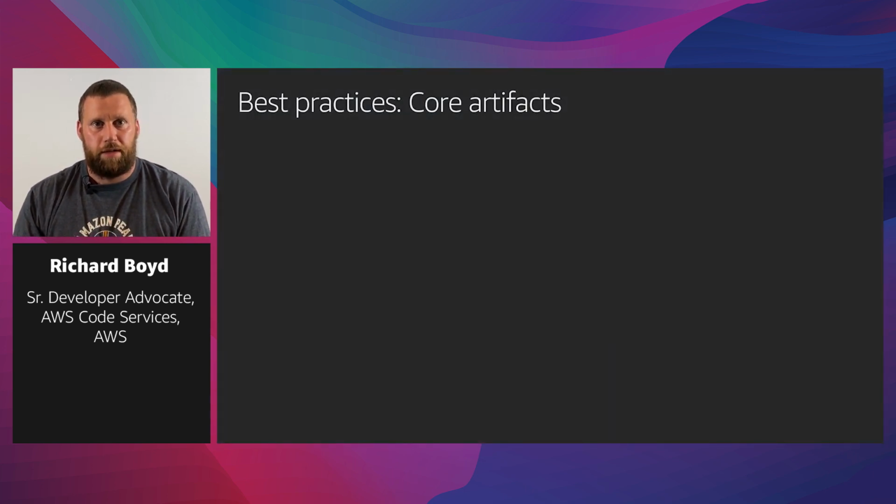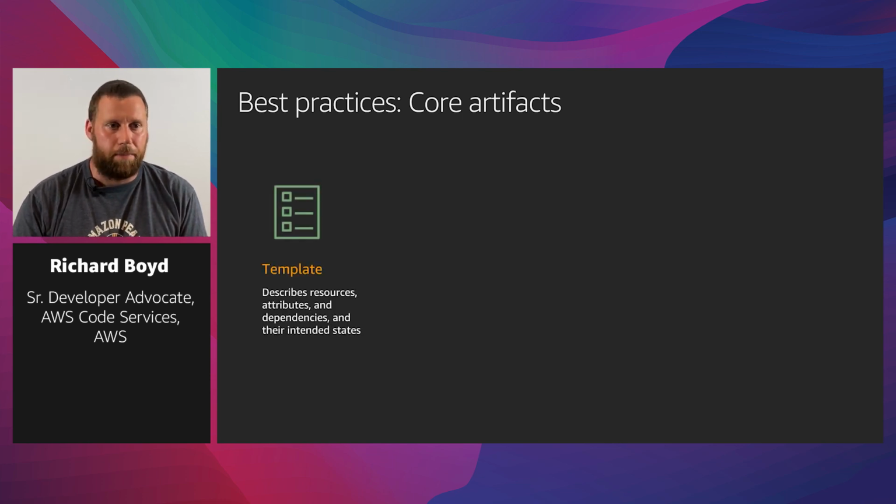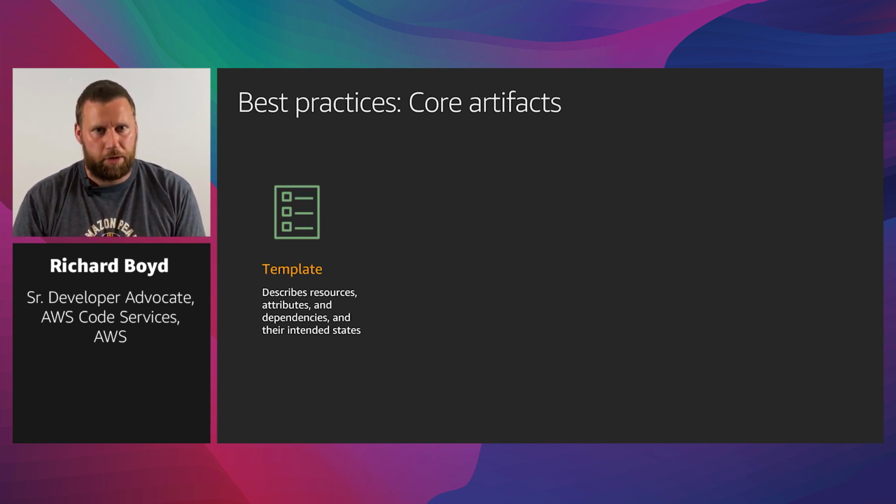First, we'll discuss what each of the individual parts of CloudFormation are. And we'll start with a template. A template describes resources, attributes, and dependencies, and their intended state. We've already talked about templates a bit, but I just want to make sure that we're giving them a thorough treatment here. And these are the artifacts that you maintain in version.